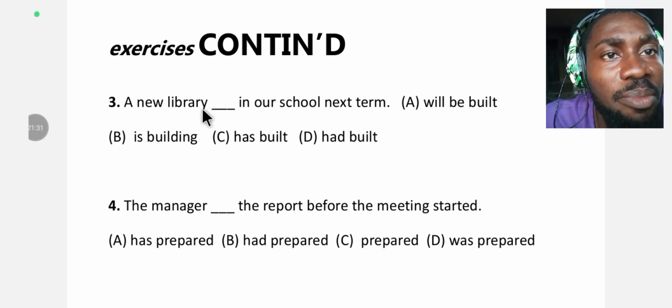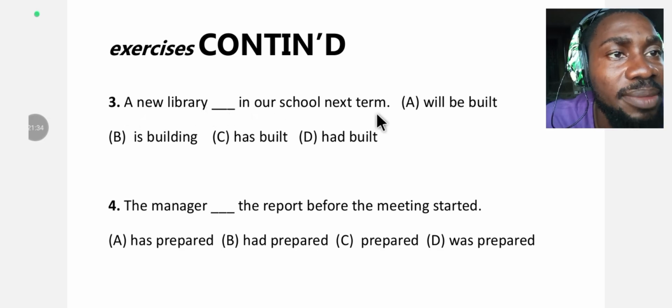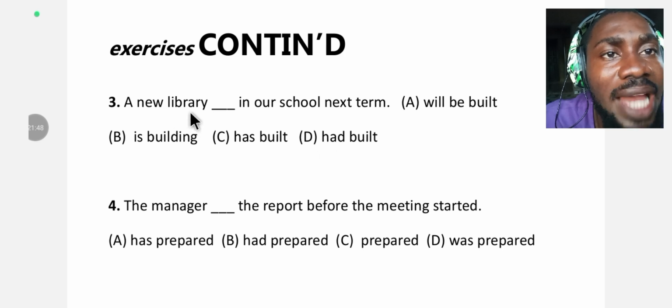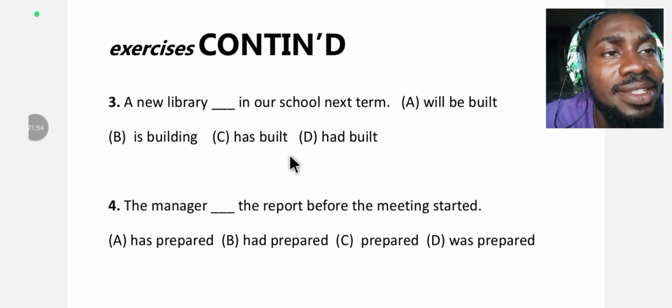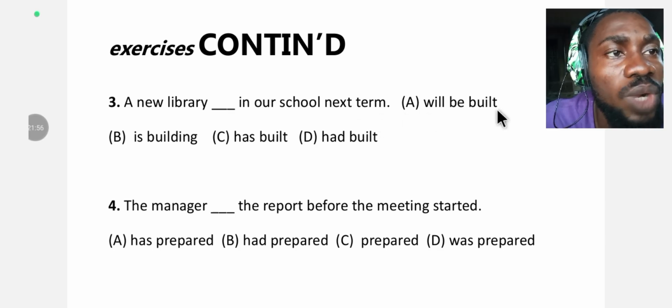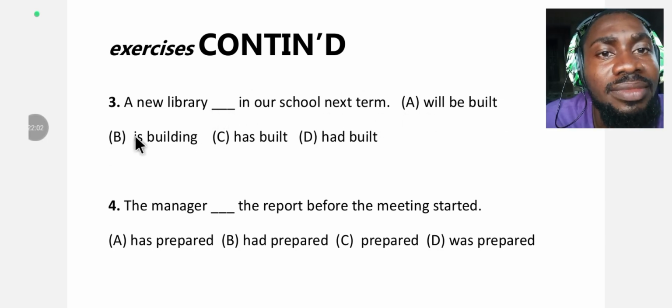Number 3, a new library dash in our school next term. A, will be built. B, is building. C, has built. D, had built. What's your answer? A new library dash in our school next term. You answered right. The correct option is A, will be built. A new library will be built in our school next term.